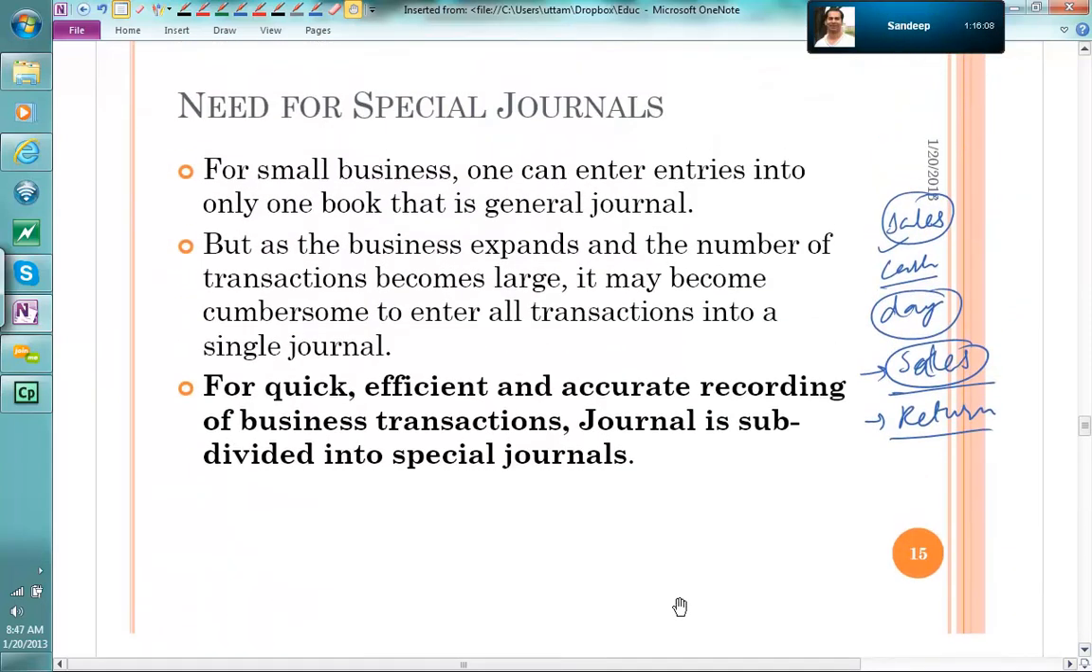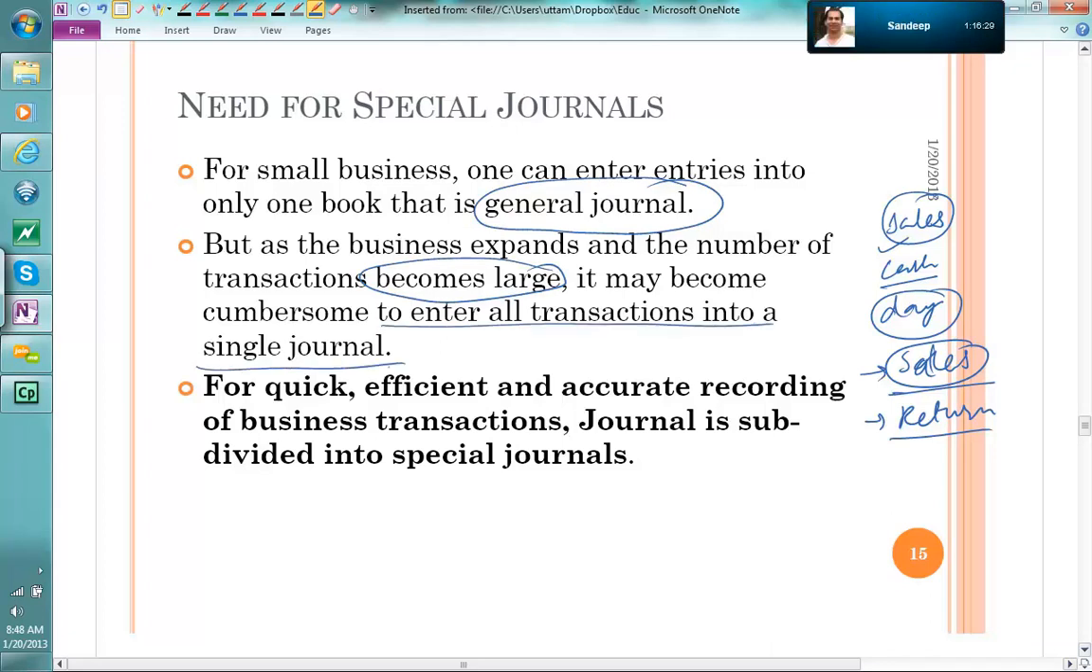I will walk through these documents quite fast now, and if you have any doubt, just stop me. For a small business, we can have all the entries in the general journal, but as the business becomes large, you cannot enter all the entries into a single journal.